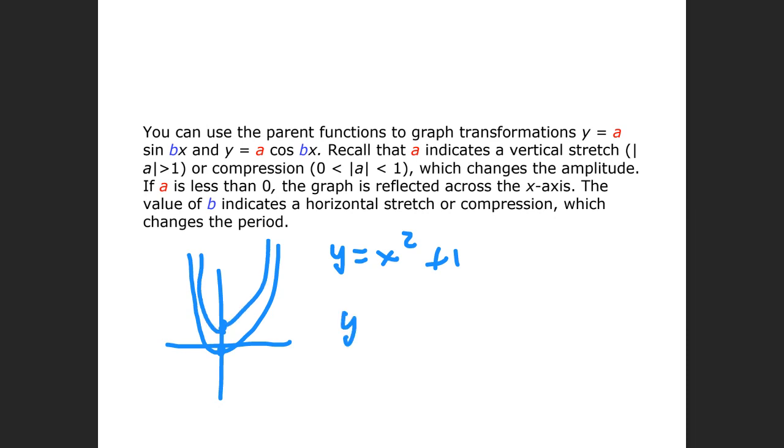Well, if I have y is equal to the sine of x, the sine function looks like this. If I added 1, now the sine function is going to just shift up 1 unit, and it would look like this.